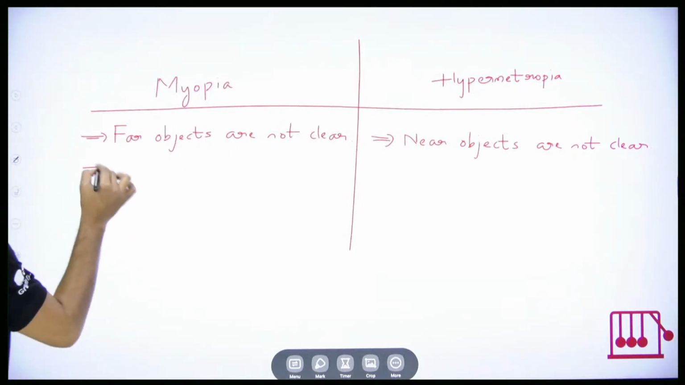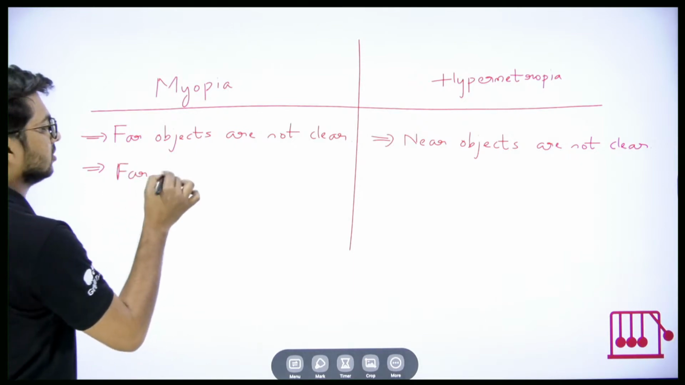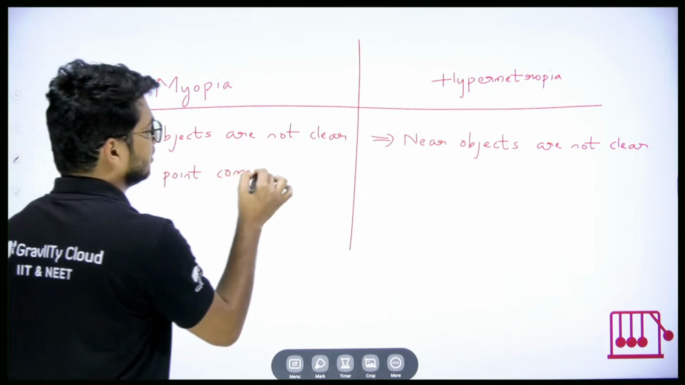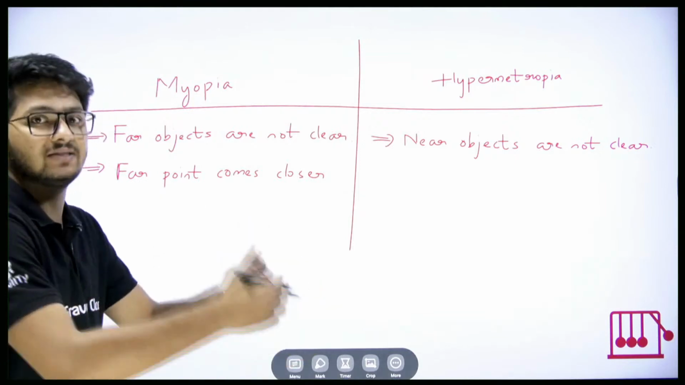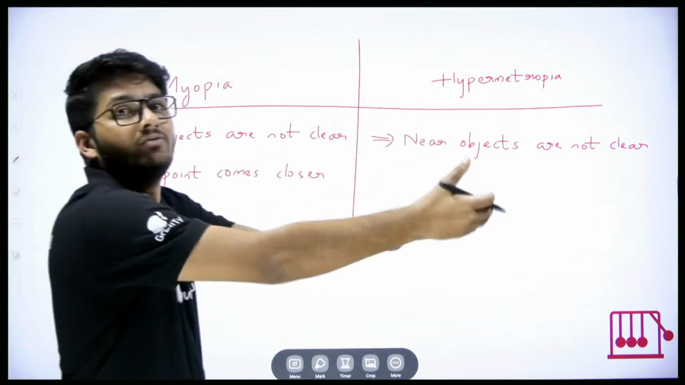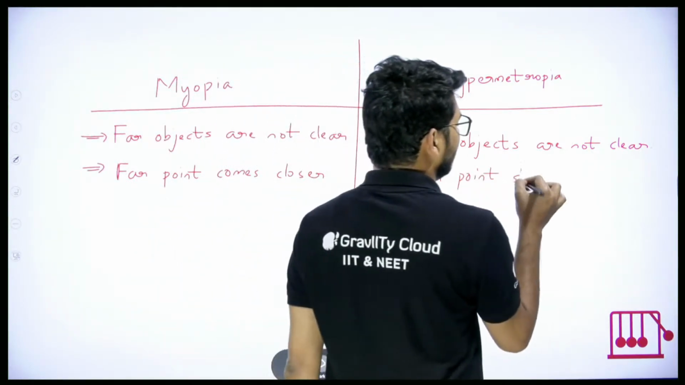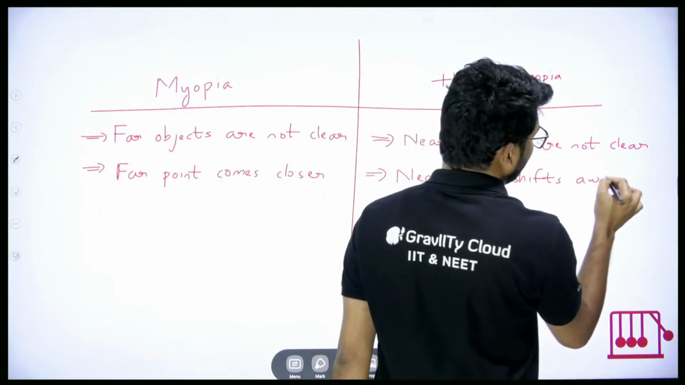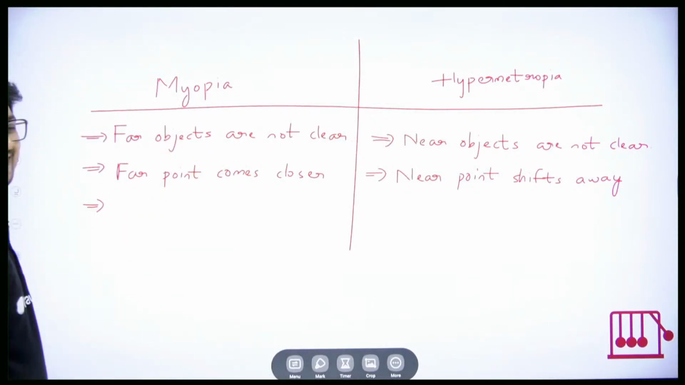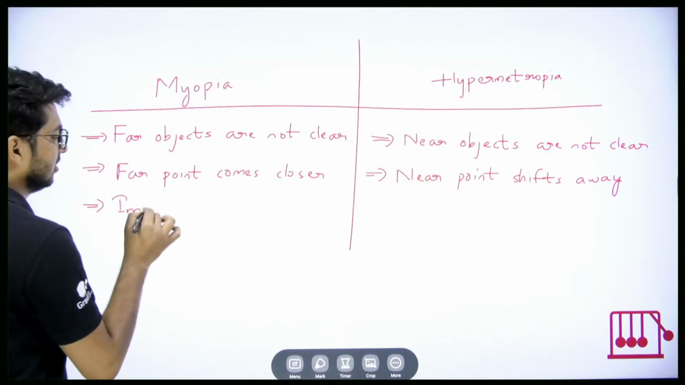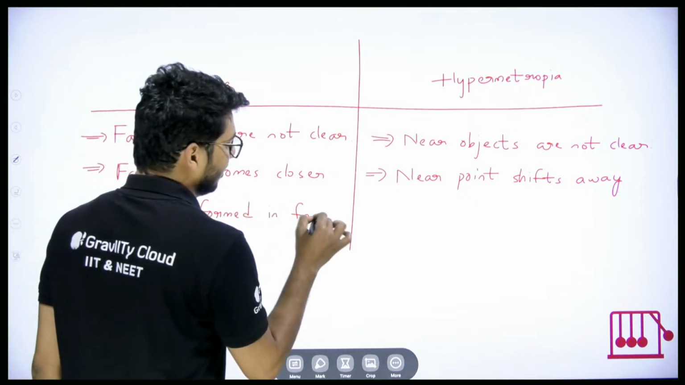When you talk in terms of far point and near point, in myopia far objects are not clear, which means the far point comes closer. Whereas in hypermetropia, we cannot see near objects, which means our near point shifts away from the eye. And in the case of myopia, the image is formed in front of the retina.